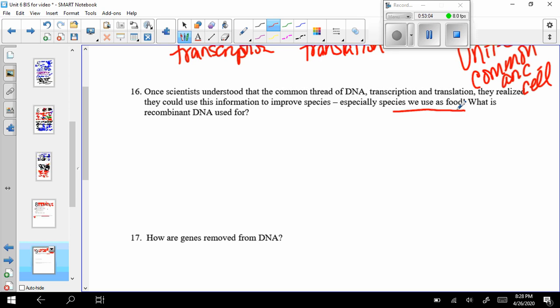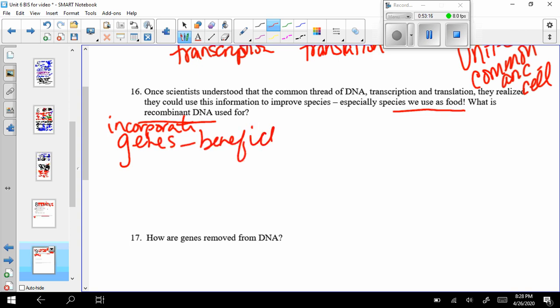So to improve crops, we use recombinant DNA. So we are going to incorporate genes that are beneficial into plant foods.